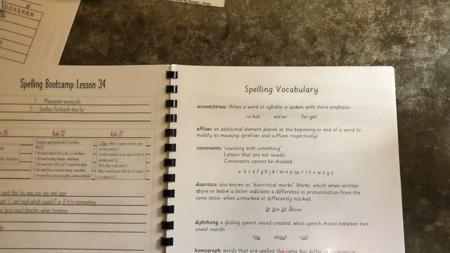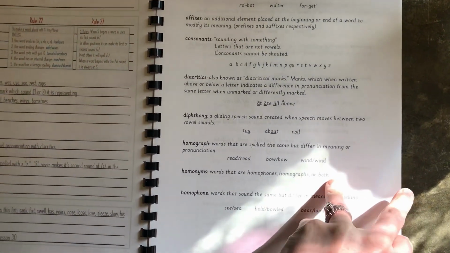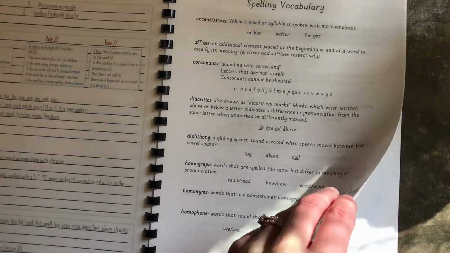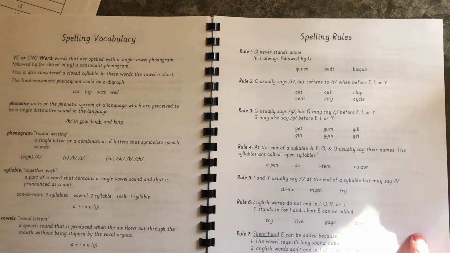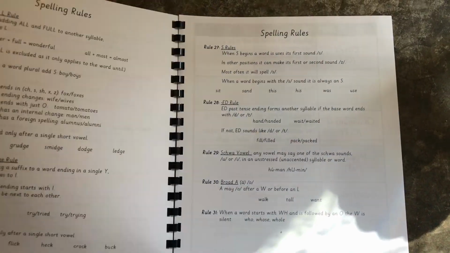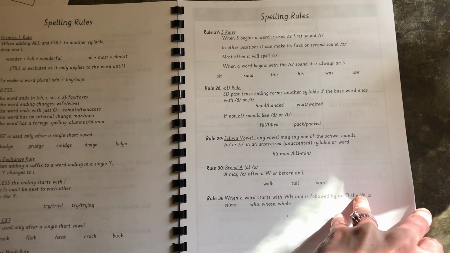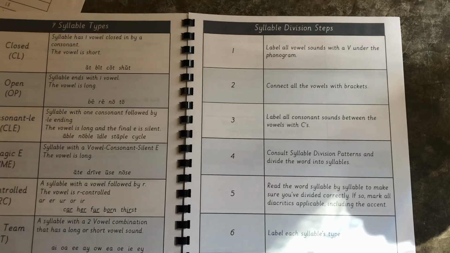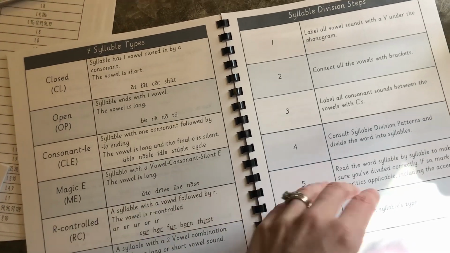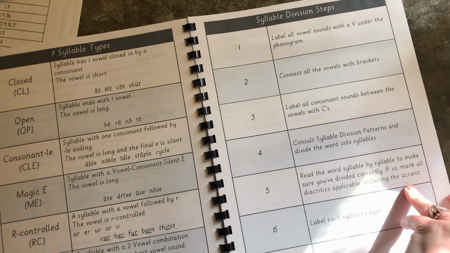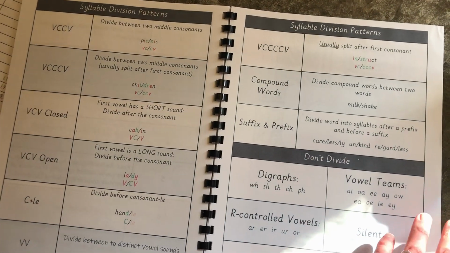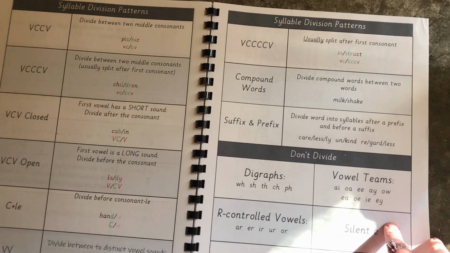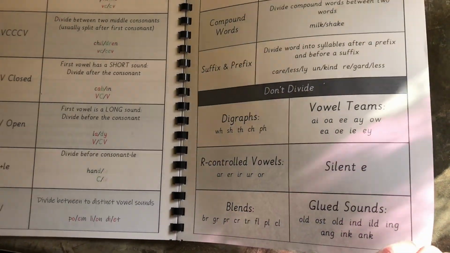There is a spelling vocabulary section that goes over all those definitions that we needed, and then the spelling rules are also listed out, so that'll match up with the lessons. We do talk about syllable division. So we've got syllable types here for you, syllable division steps, syllable division patterns, and things that you don't divide up between syllables.